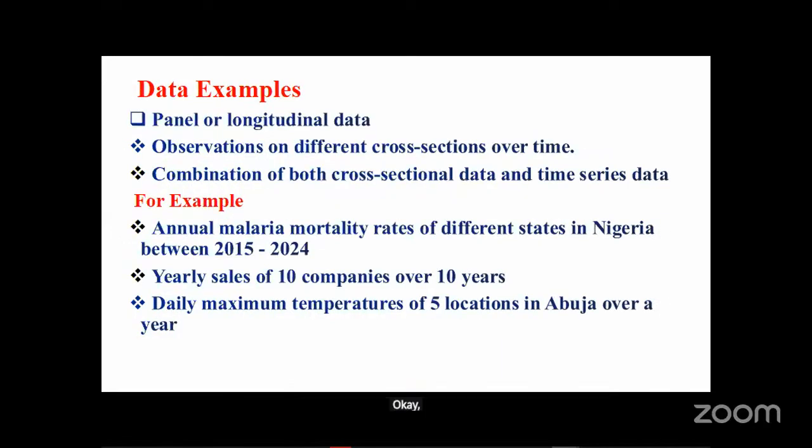Okay, so the next example is what we call panel or longitudinal data. These are observations of different cross-sections over time. It's a combination of what? Both cross-sectional data and time series data. So an example of that is annual malaria mortality rates of different states in Nigeria between 2015 and 2024.